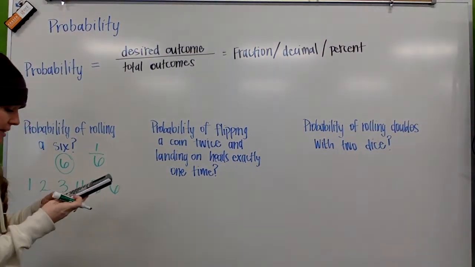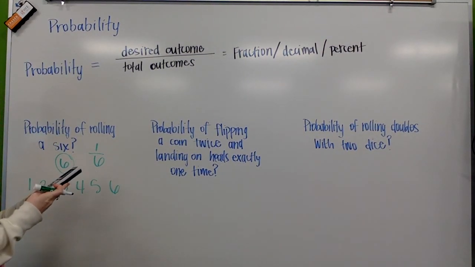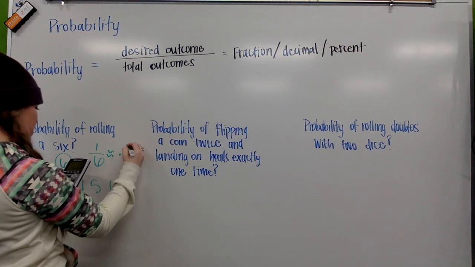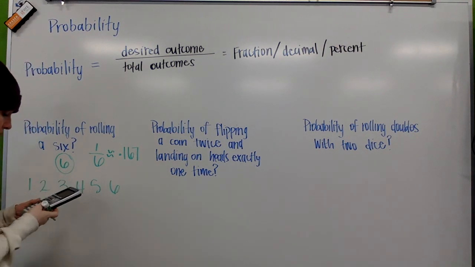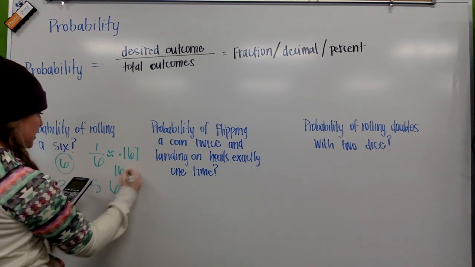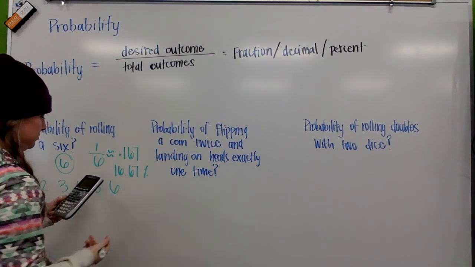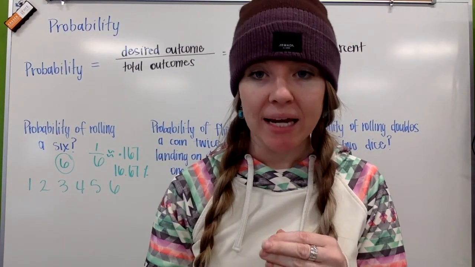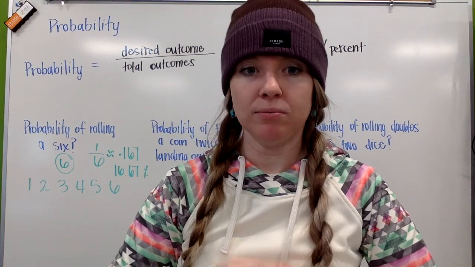And if we wanted to represent that as a decimal, 1 divided by 6, that is about 0.167, which would then be written as about 16.67%. Okay, you don't have to represent it in all 3 ways. I'm just showing that now for example.